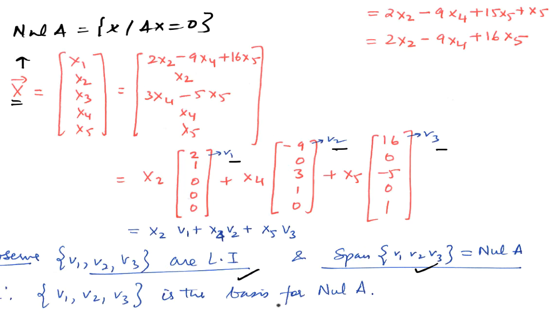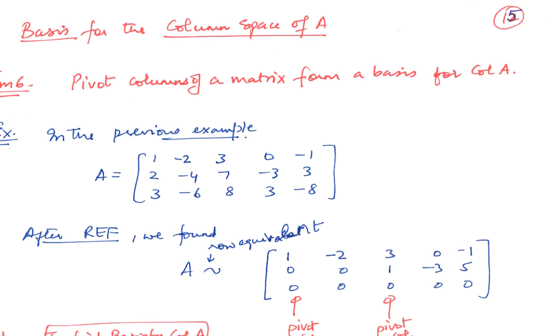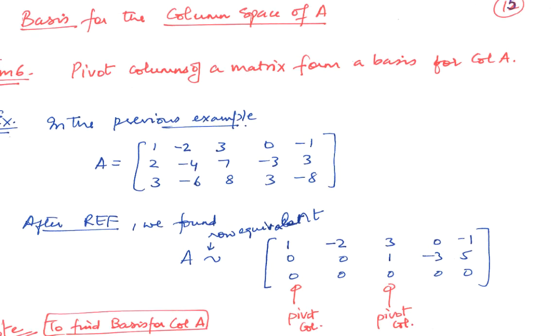Now let's go ahead and look at the basis for the column space of A. So there's a little trick involved over here, guys. Now remember, what's the column space of A? It is the collection of all those elements B such that the matrix equation AX equal to B is consistent. Or in simple words, the column space of A is the set of linear combinations of all the columns of A.